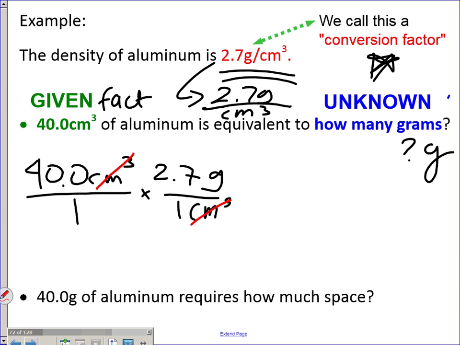So how would you do this math? Are you multiplying or are you dividing? You're just multiplying, right? So 40.0 times 2.7 is, say, 108. What unit is left here? Grams. So the only unit that we didn't cancel was grams, which means we need to keep that.